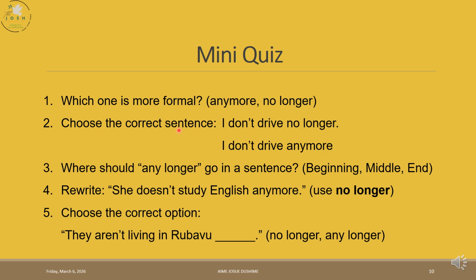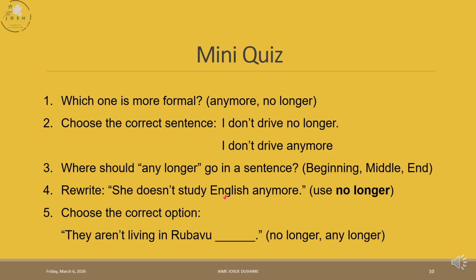And the second, you're going to choose the correct sentence. I don't drive no longer. I don't drive anymore. Which one is the correct sentence here? Where should any longer go in the sentence? When you say any longer, where do we put it? Do we put it at the beginning, in the middle, at the end? Where should it be?